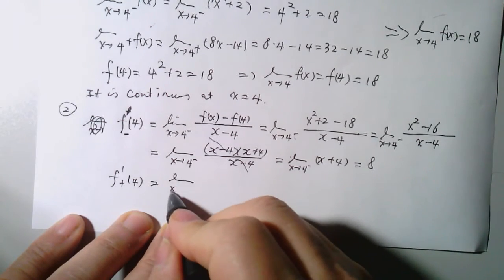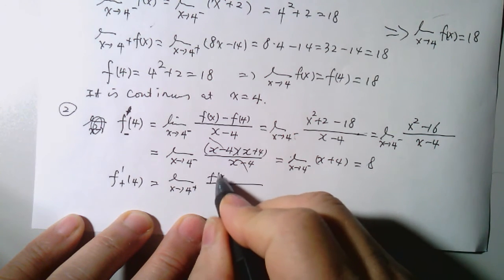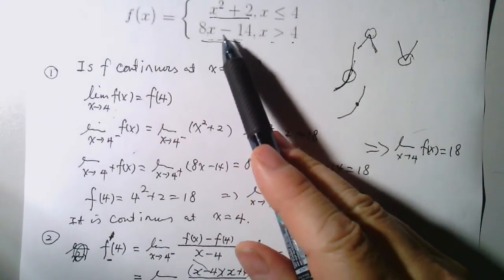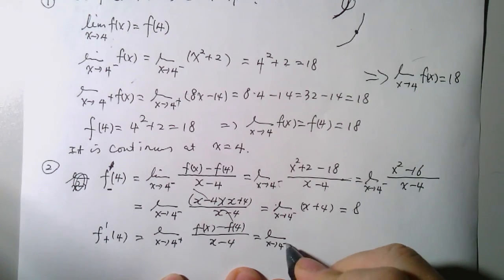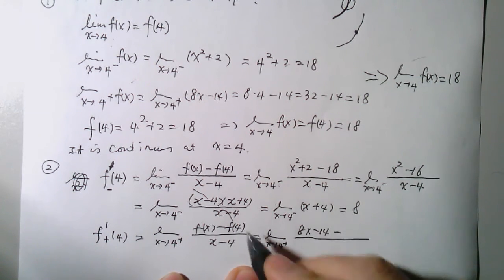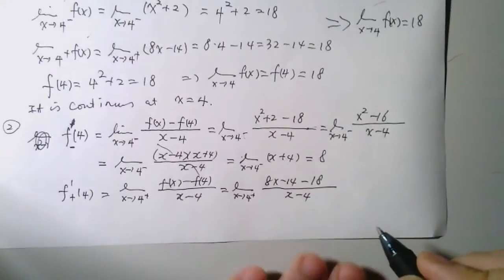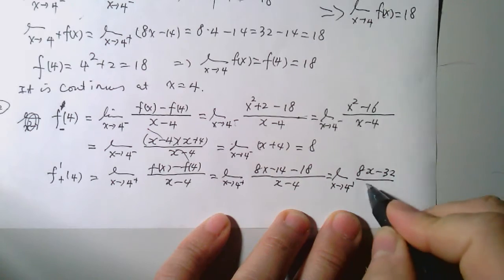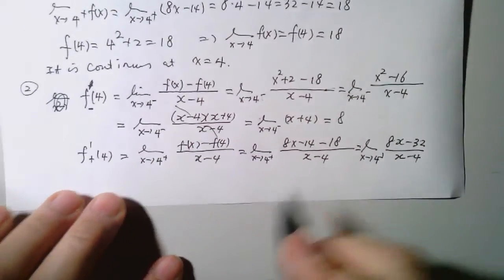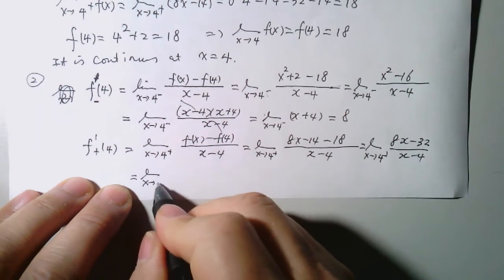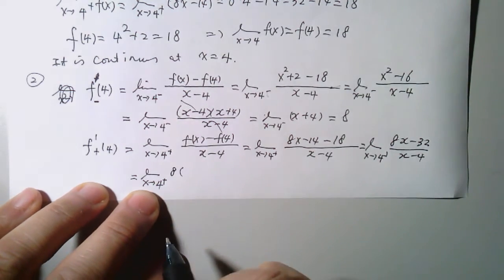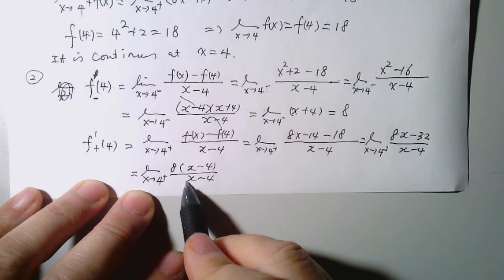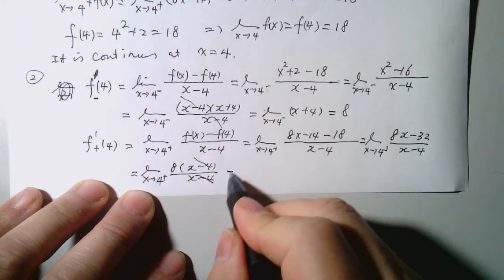You can write the limit as x goes to 4 from the right of f of x minus f of 4 divided by x minus 4. From the right side, you use 8x minus 14. So the limit is 8x minus 14 minus f of 4, which is 18, divided by x minus 4. Simplify, that is 8x minus 32 divided by x minus 4. I can't do substitution, but I can factor out the 8 from the numerator and get 8 times x minus 4 divided by x minus 4. As x approaches 4, x minus 4 goes to 0 but is not equal to 0, so I can reduce. The final answer is 8.